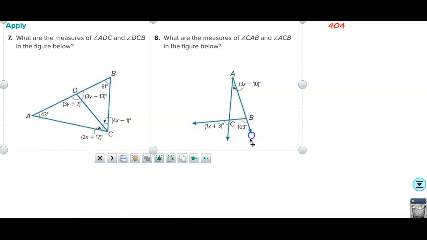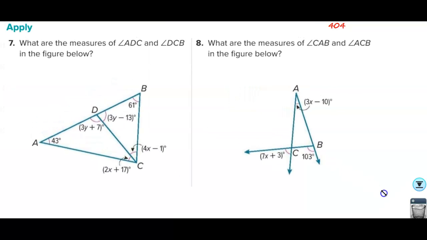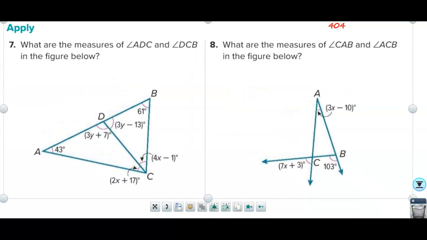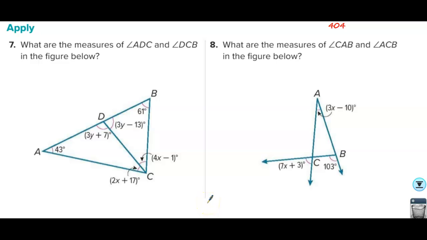All right, so let's look at how we're going to solve these. Let's make them bigger. Bigger and bigger. This helps. Okay. What are the measures of ADC and DCB? All right, ADC. So we need the measure of this angle right here. We'll make this be the red angle. So the measure of angle ADC is the red one. And now we'll switch to blue for the other one, DCB. So that's this angle right here.